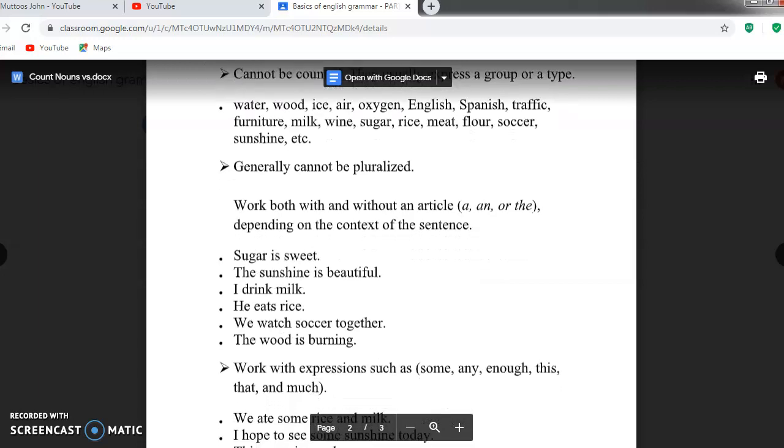So you can say, sugar is sweet. The non-countable noun here is sugar. The sunshine is beautiful. The non-countable noun is sunshine. I drink milk. The non-countable noun is milk.